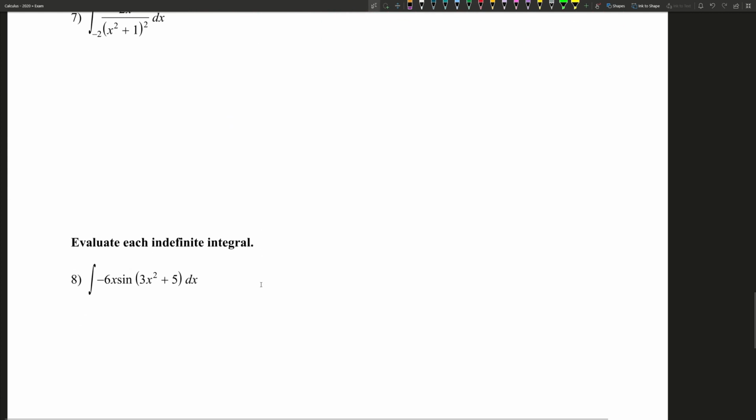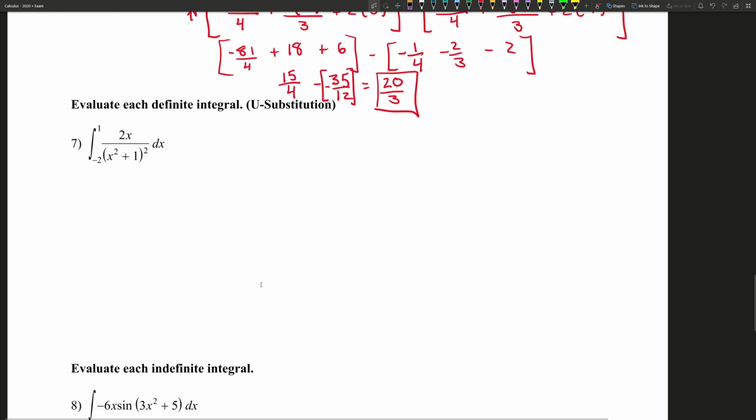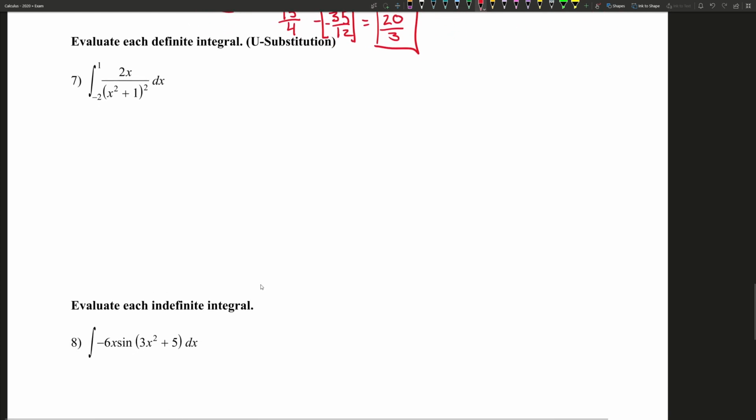All right. Number 7 and 8 both have to do with u substitution. When we're doing u substitution, we're trying to cancel out something. We're trying to make u equal some higher order such that when we take a derivative, we're able to cancel out everything else. So in this case, I'm going to let u equal x squared plus 1. du, if we take the derivative of that, we get 2x dx.